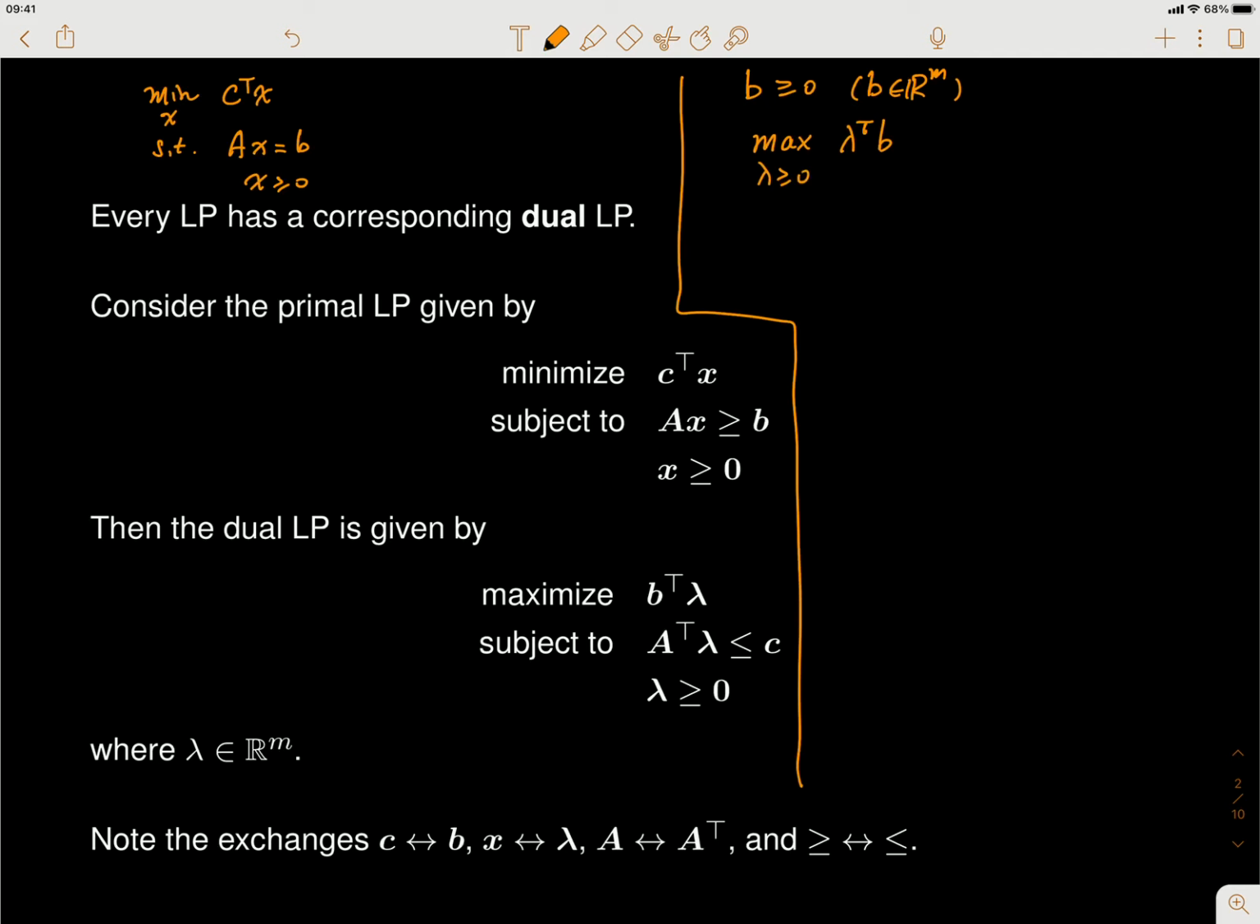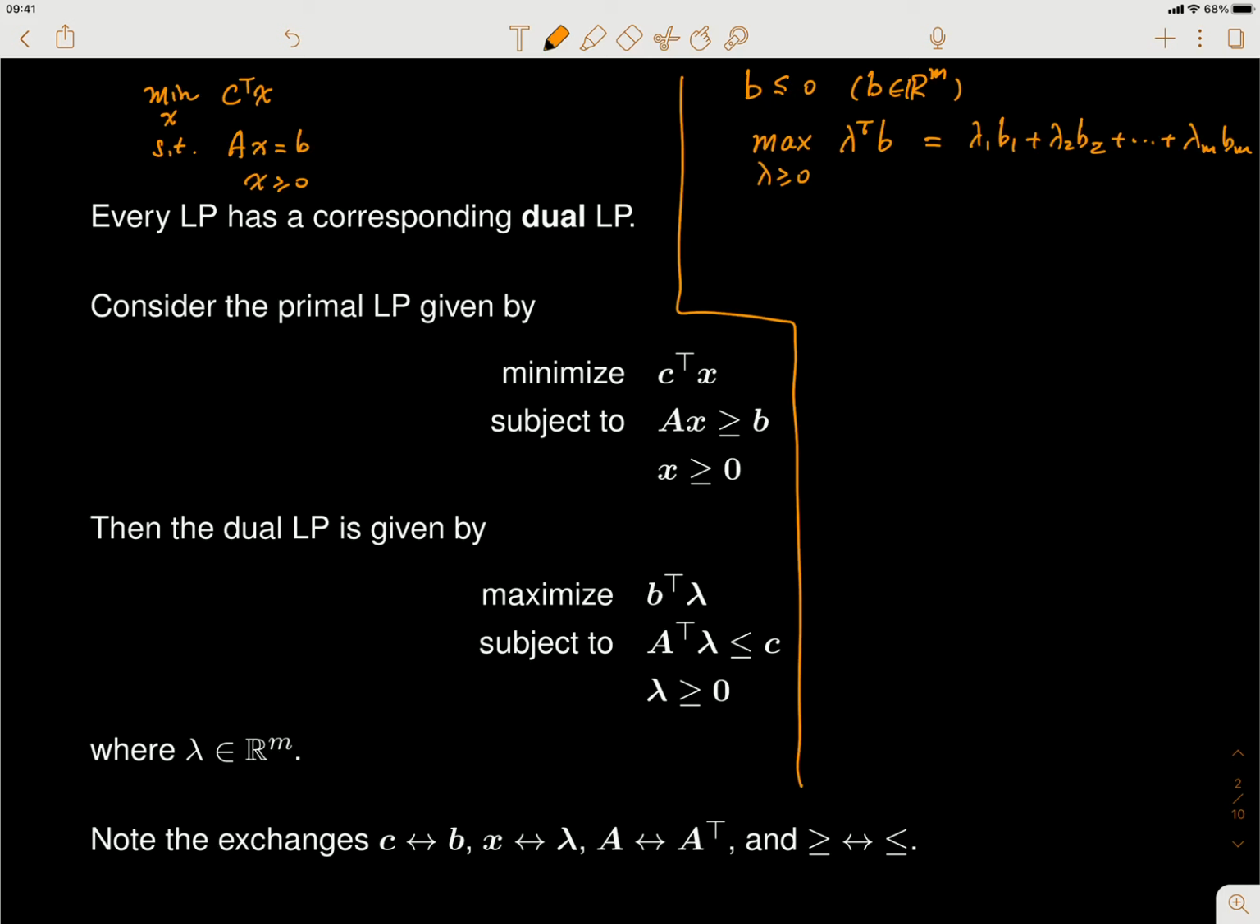Lambda is greater than or equal to 0. Okay, so apparently the objective function is equal to lambda 1 b1 plus lambda 2 b2 all the way to lambda m bm. These lambda 1 through lambda m are the m components of the vector lambda, and b1 through bm are the components of b. Okay, I'm sorry, I should change this to less than or equal to.